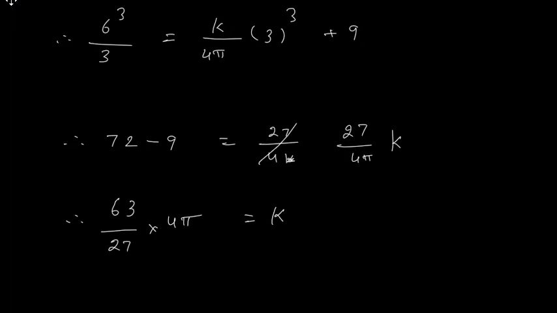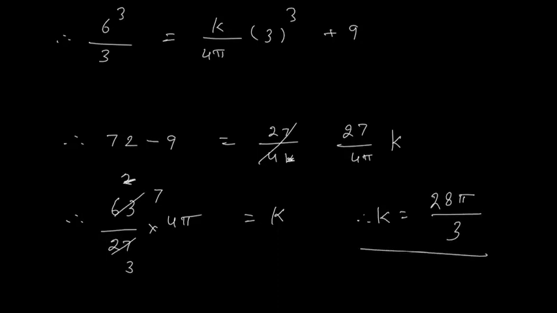With 9 we can cancel. 9 7s are 63 and 9 3s are 27. So the value of k is 7 4s are 28 pi divided by 3. This is the value of k.